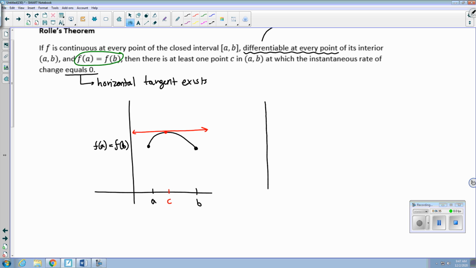So if I draw a graph where the outputs of my endpoints are not the same, there's no guarantee that I will have a horizontal tangent. For example, I could draw something like this. So that is continuous on a closed interval, and it's differentiable at every point, but there is no point where the instantaneous rate of change is zero. Now, I can draw a function that does have an instantaneous rate of change equal to zero, so it is possible to do it, but there's no guarantee.